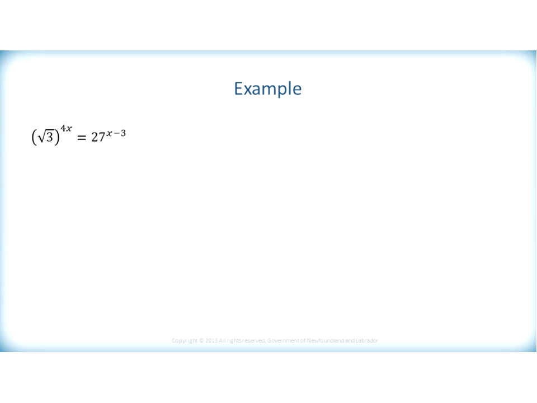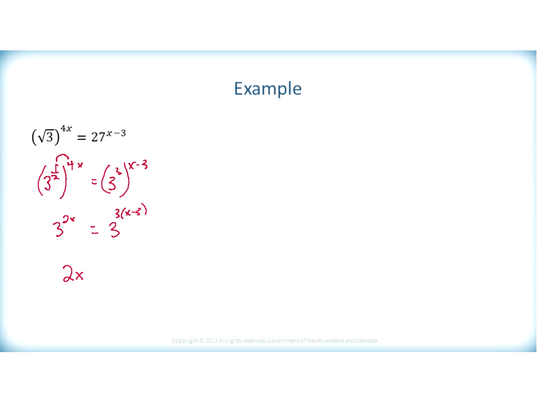So let's have a look at another complicated example. You could pause the clip now and attempt it on your own. I will continue. We have (3^(1/2))^(4x), which would equal (3^3)^(x-3). This would give us 3^(2x) when we multiply 1/2 times 4, which equals 3^(3(x-3)).